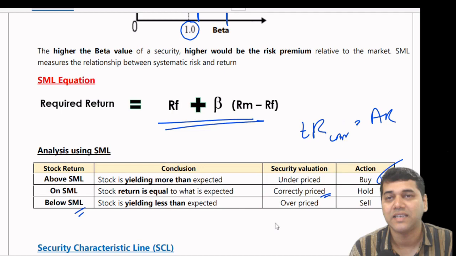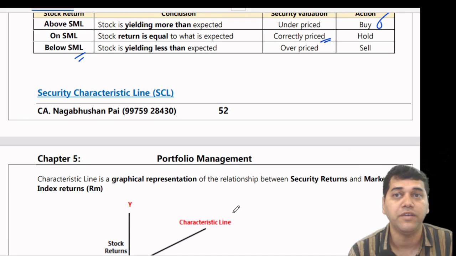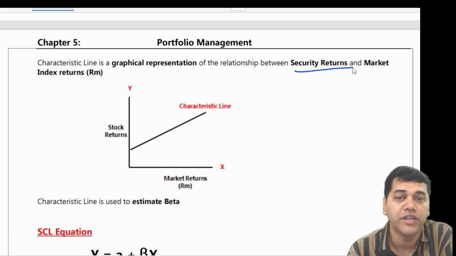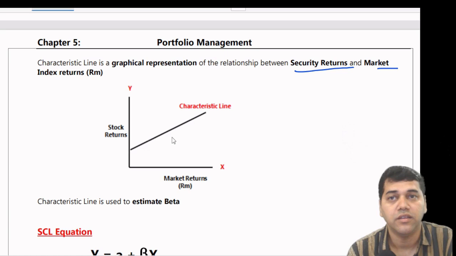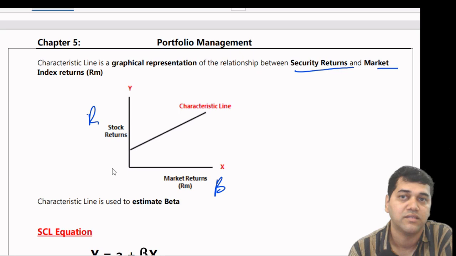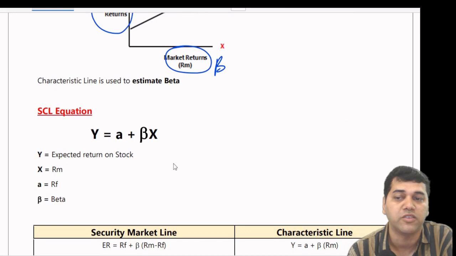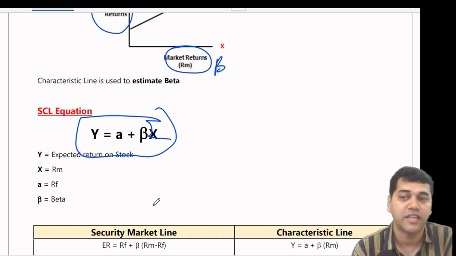Now there is one thing called the security characteristic line. We learned the capital market line and the security market line, which are similar. The characteristic line is the graphical representation of security returns against market returns. Your security market line is beta and returns, with return on the y-axis and risk on the x-axis. But in the characteristic line, you are going to plot the stock return on the y-axis and the market return on the x-axis. You use the equation y equals a plus bx to decide the characteristic line. So if they ask you to draw a characteristic line, you have to give this equation.